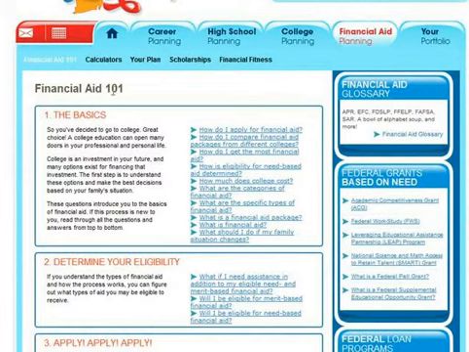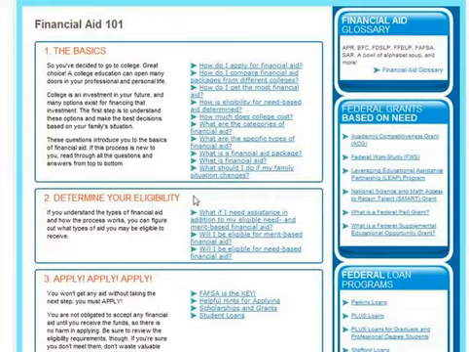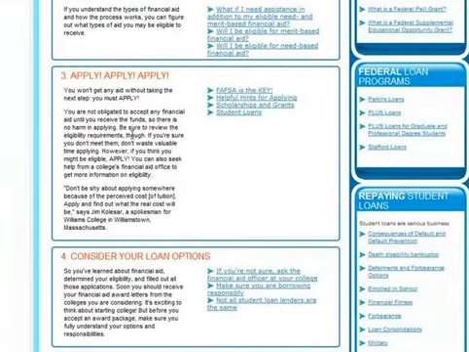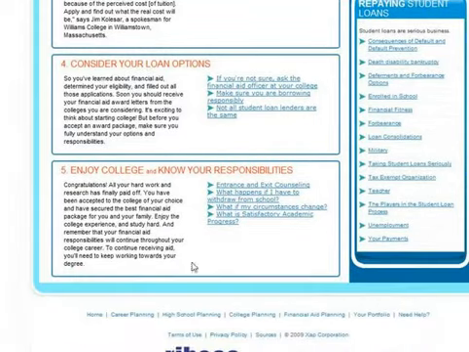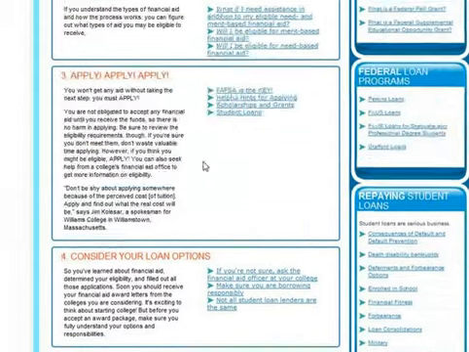That's where Financial Aid 101 comes in. This section is designed to tell you everything you and your parents need to know about the financial aid basics, determining your eligibility, and applying for aid. There is also a section on what you need to know about student loans, your loan options, and your responsibilities.